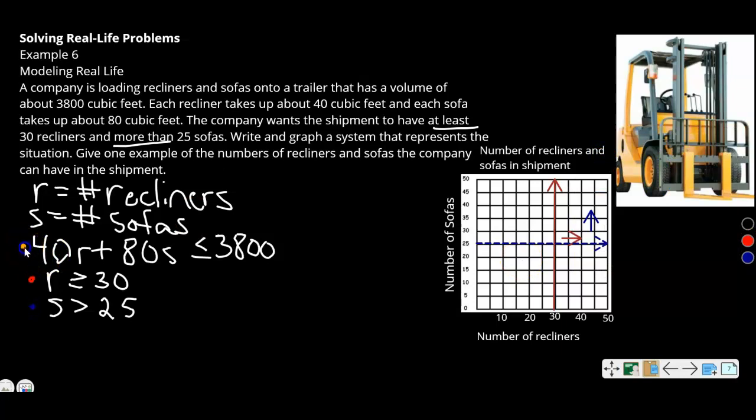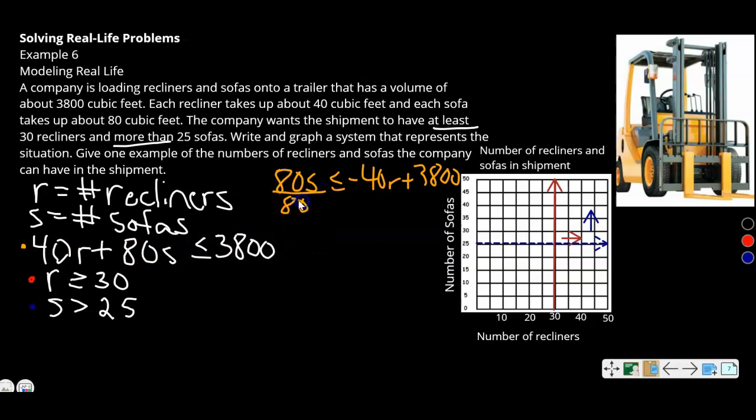All right, so we have one more to graph. So we can quickly put this in slope-intercept form if we want to. This is our y-axis, so we can say s is similar to our y. So let's solve for s. We can do that by quickly subtracting 40r from both sides. So we're going to have 80s is going to be less than or equal to minus 40r plus 3,800. All I did was take this equation here and subtract 40r. I moved it to the other side because I'm trying to solve for s.